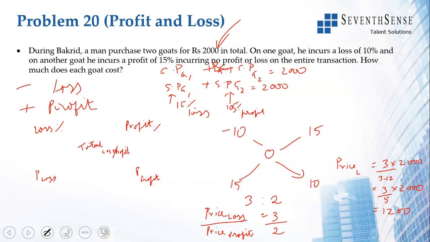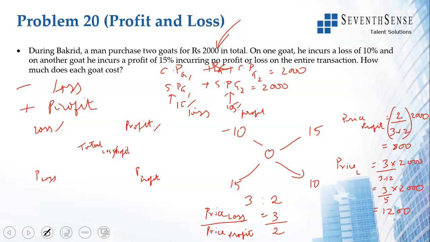1200. And the price at profit similarly will become 2 by 3 plus 2 into 2000. And this is 800. Now we have to see how much each goat costs. So 800 and 1200 is what each goat costs, which he will now sell at profit and loss.